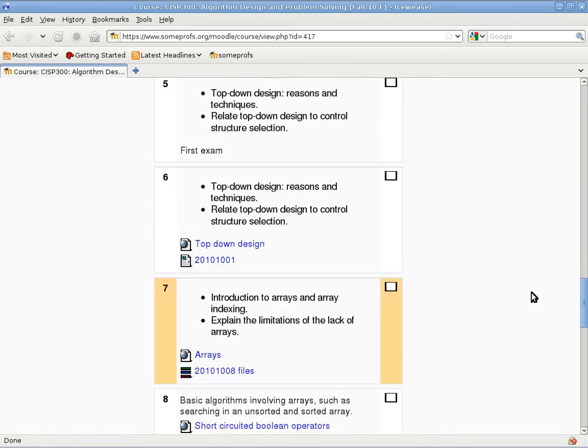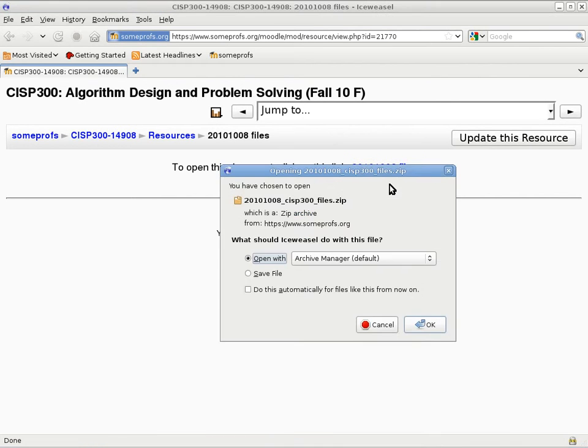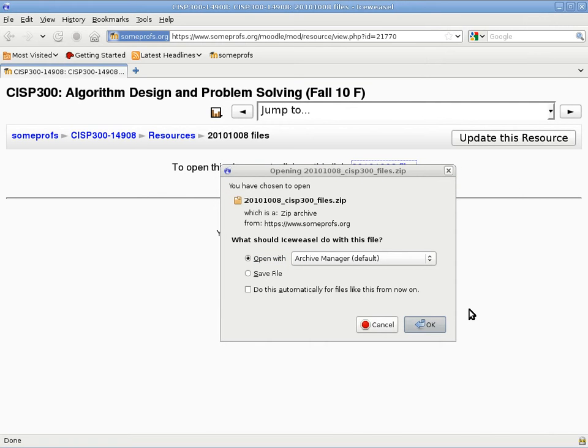Okay. So last time we started to talk about arrays already, and if I go back to the files from last week, I can see exactly what we talked about.